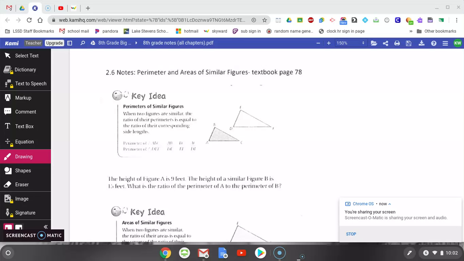All right, 2.6, perimeter and area of similar figures. So in our previous section, we talked about similar figures and how we know they have to have proportional side lengths to each other. So if we're talking about perimeter and area of similar figures, we're going to use that same concept.